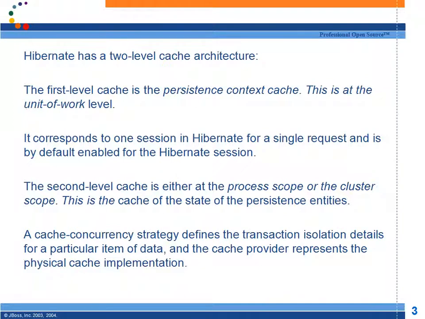Hibernate has a two level cache architecture. First level cache is nothing but the persistence context. I told you every session will be having a persistence context. This is at the unit of work level, means it is at the transaction level, right? It corresponds to one session in Hibernate for a single request and is enabled by default. First level cache is by default enabled. First level cache is mandated. Second level cache is either at process scope level or at cluster scope level, right?